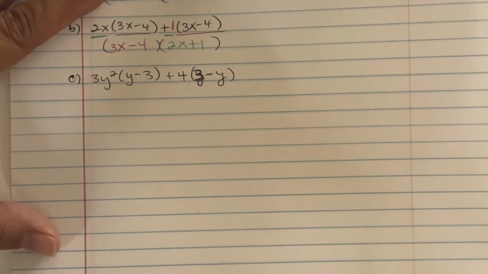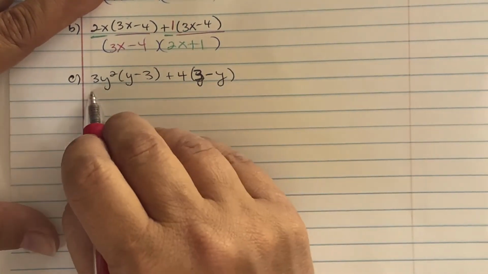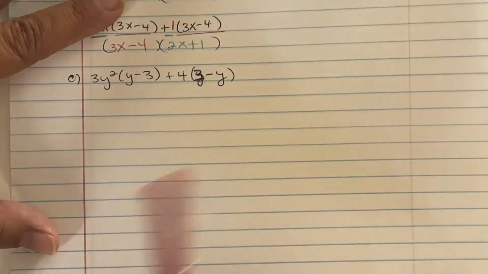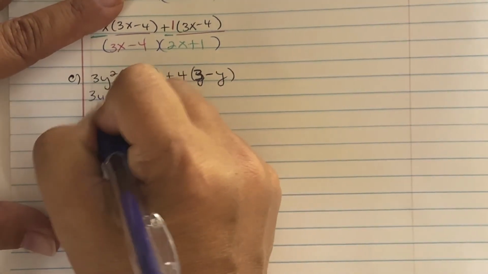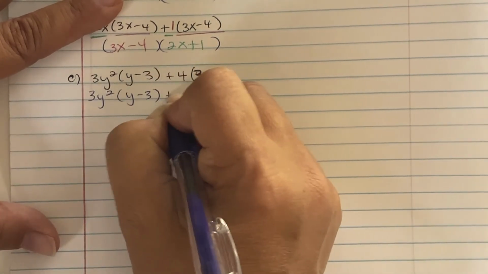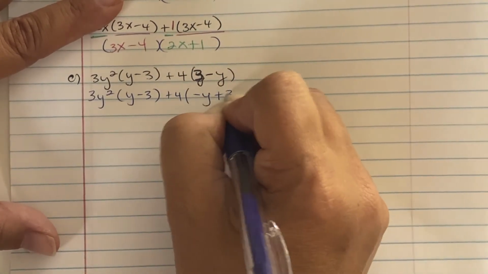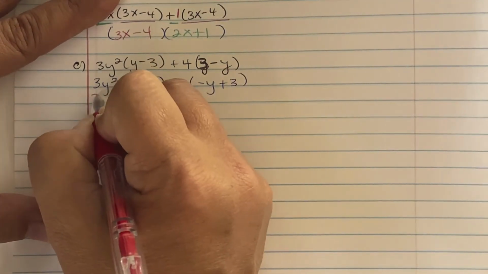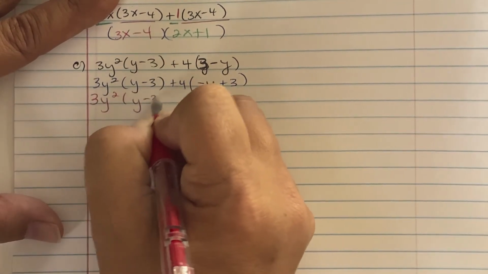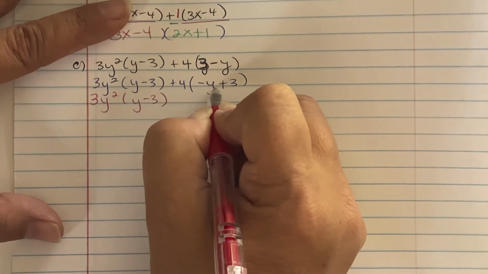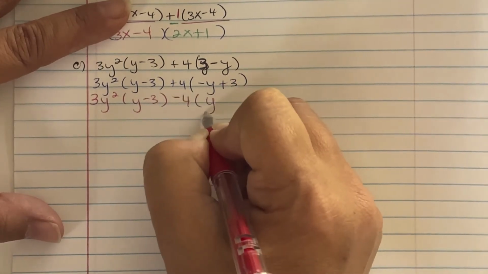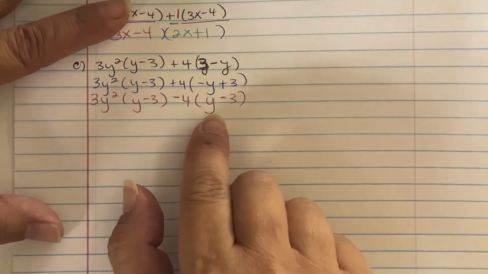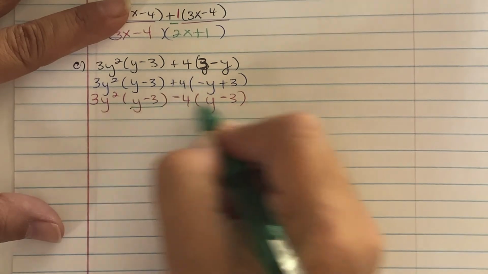On C, now on this one it's a little bit different. It says 3y squared times y minus 3 plus 4 times 3 minus y. I want to reorder this one. So we're still 3y squared, y minus 3 plus 4, and I'm going to write it negative y plus 3. I don't like that negative there, so I'm going to factor it out. So I'm going to write 3y squared, y minus 3. I'm taking out a negative 1, so it becomes negative 4. I become y. I took out a negative 1, I'm negative 3. The reason I did that is so that both parentheses can match. Now they have this in common.